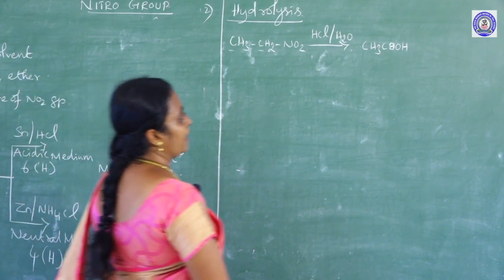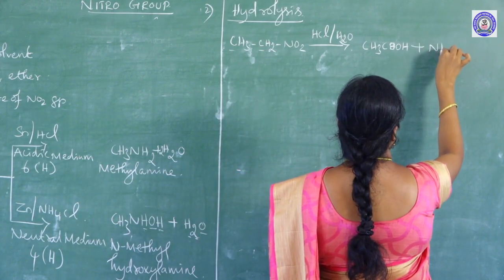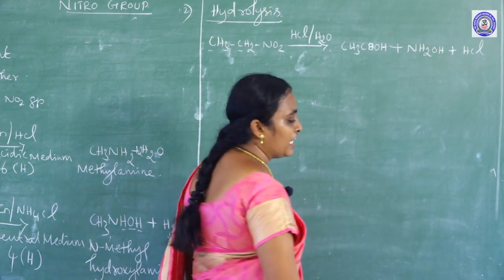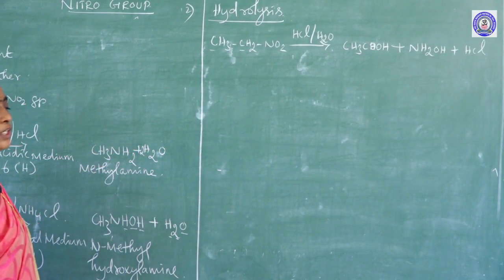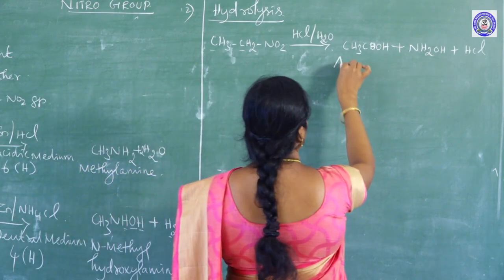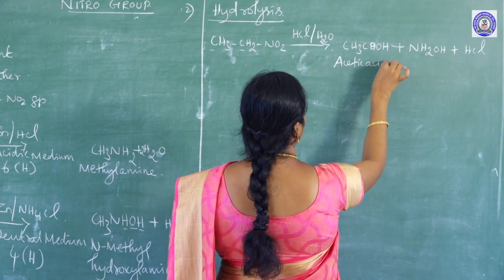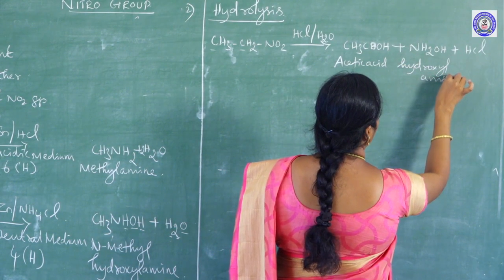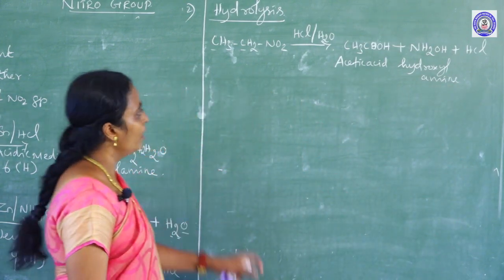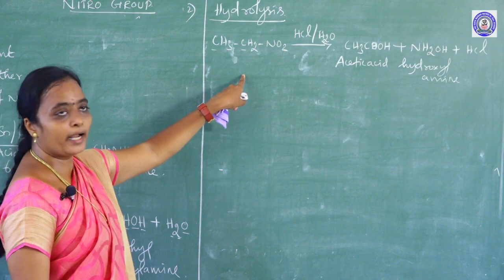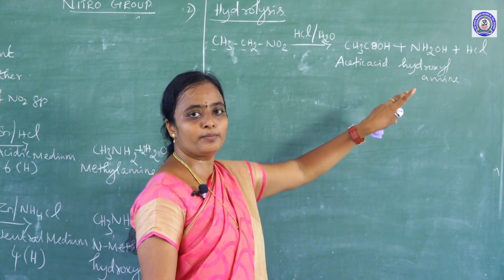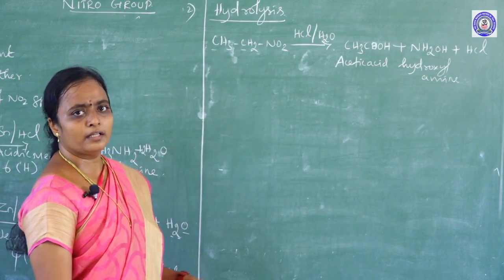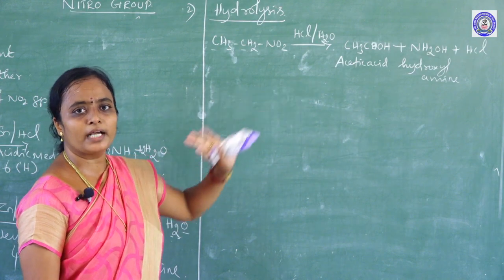And what is the side product? That is the special side product hydroxylamine, NH2OH, and one more side product, again the same acid HCl is regenerated. So, the products are acetic acid, hydroxylamine, and the third one is HCl. So, a primary nitro compound on acid hydrolysis gives acetic acid as a product. Suppose you ask, Miss, why can't you take nitromethane? Yes, of course, if you take nitromethane, you will get formic acid as a product.